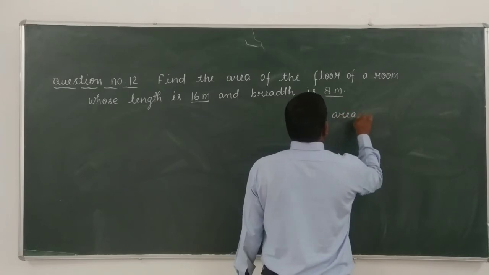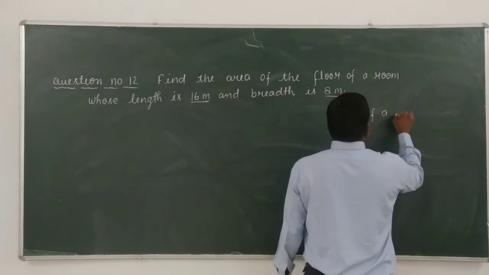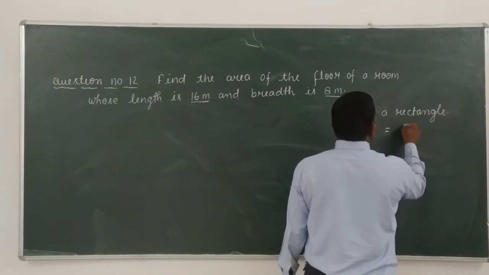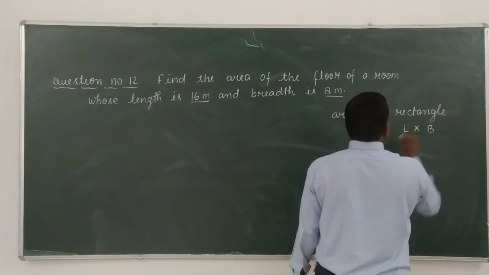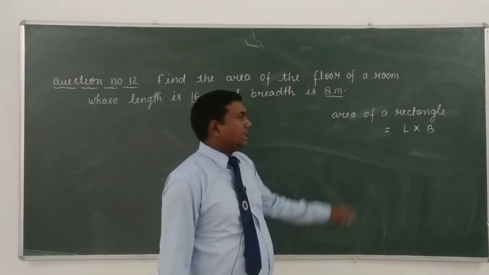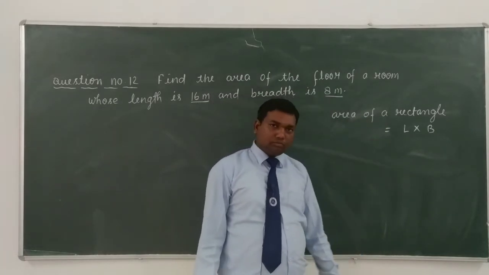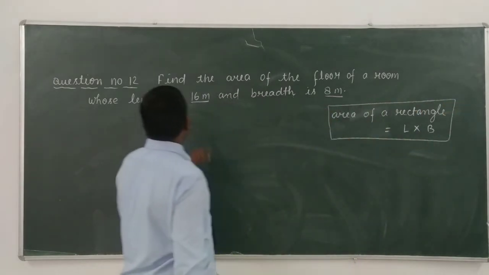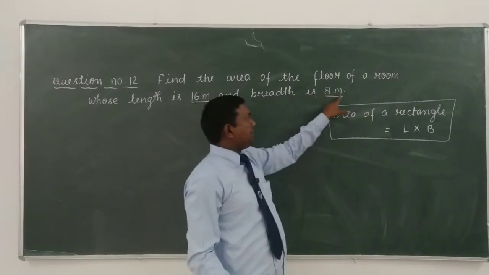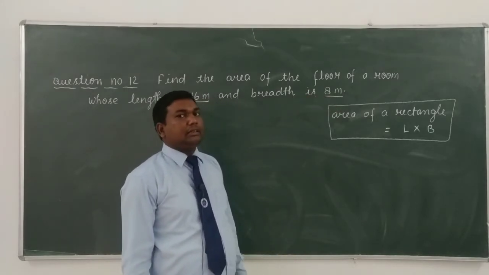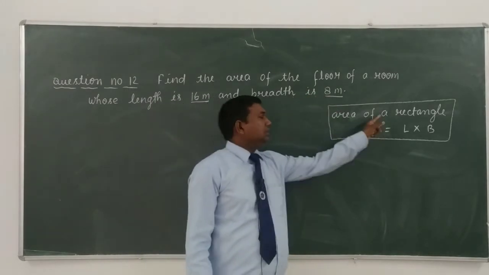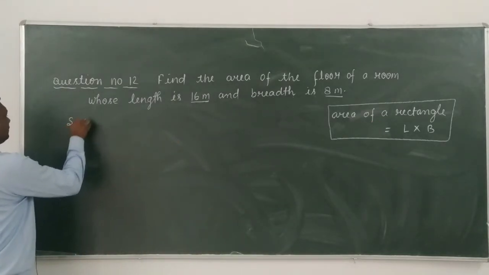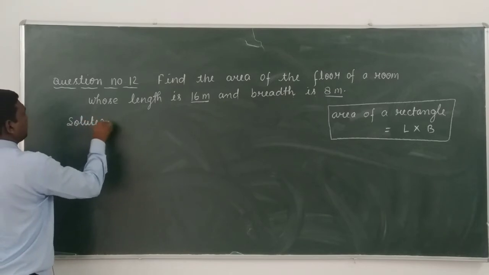Area of a rectangle is equal to length into breadth. We know that the area of a rectangle is equal to length into breadth. Okay, dear students, if we multiply 16 meter by 8 meter, then we get our answer by using this formula. Okay, look at here carefully. Now let's start the solution of this question.